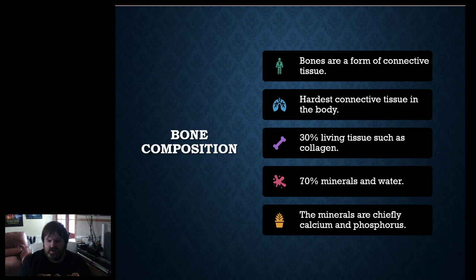Similarly, phosphorus, though you get phosphorus from a bunch of different places, and you break down certain types of protein and DNA and stuff, you'll get some phosphorus that way. So it's mostly calcium your bones need, which is why you'll often see adverts saying bones need calcium, and so on. Some of the bone is living tissue.